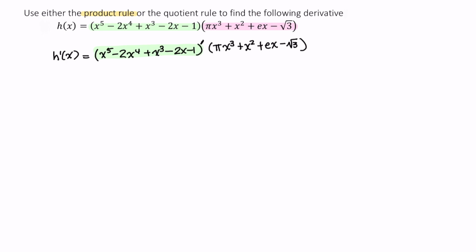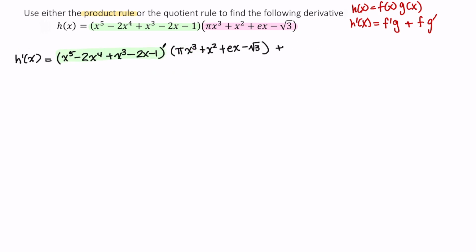Okay, now to that we're going to add, and before I continue, I should have done this at the beginning, but remember the product rule tells us if h of x equals f of x times g of x, then h prime of x is equal to f prime times g plus f times g prime. All right, so let's continue.